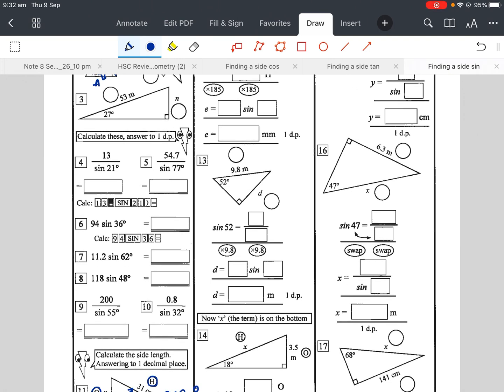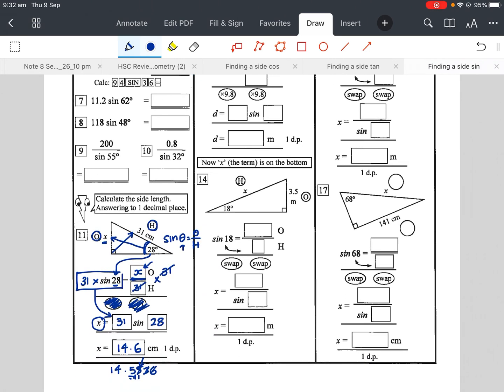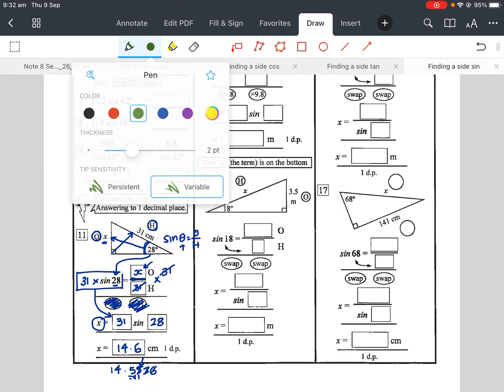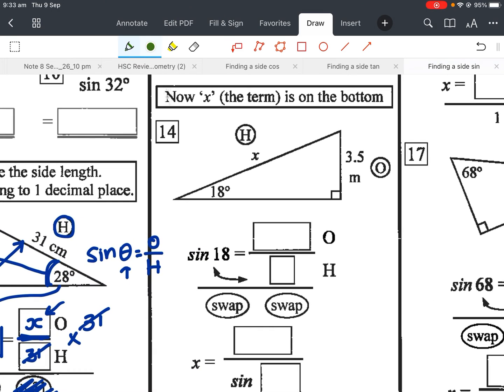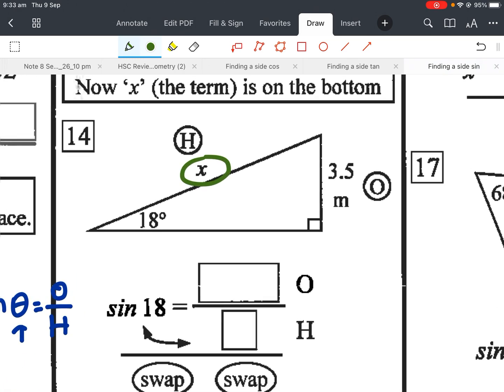Okay, now 12 is the same, finding the side, and so is 13, finding a side. The one I want to do that's different, and I'm going to do it in green to show you that it's different, is number 14. So when you get to number 14, you will notice this time you have the letter X on the hypotenuse. So the first thing they've done is they've labelled our sides O and H. So you're going to find it's one of these ones. So O is 3.5 and H is X.